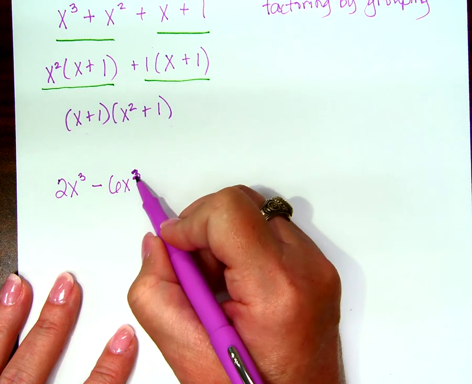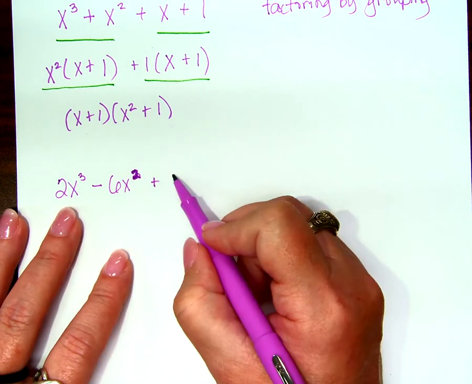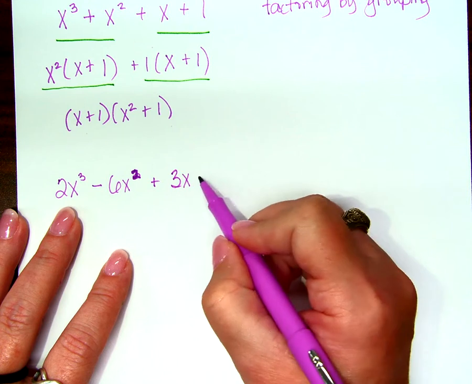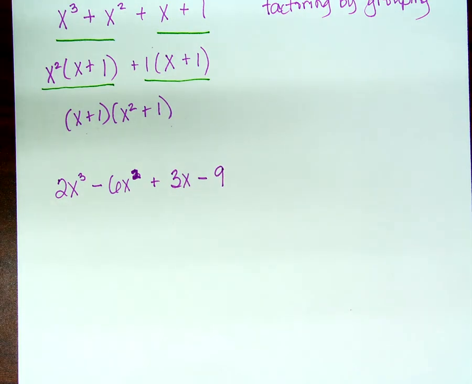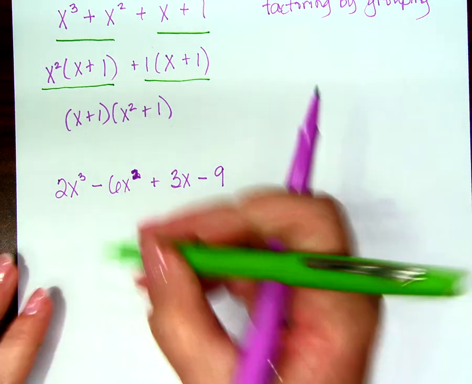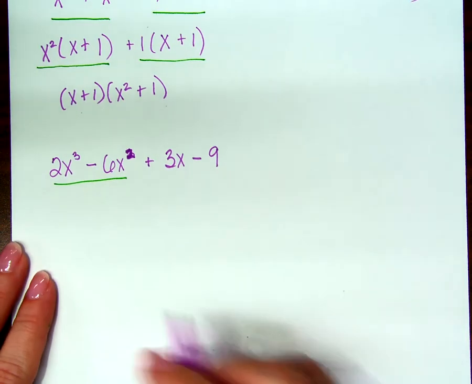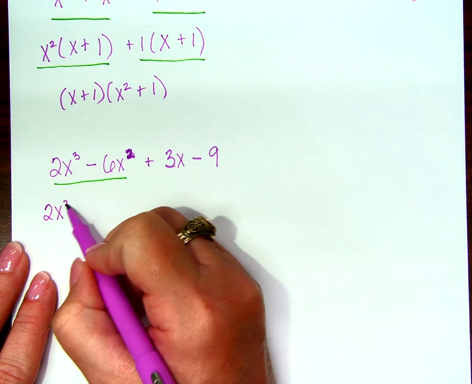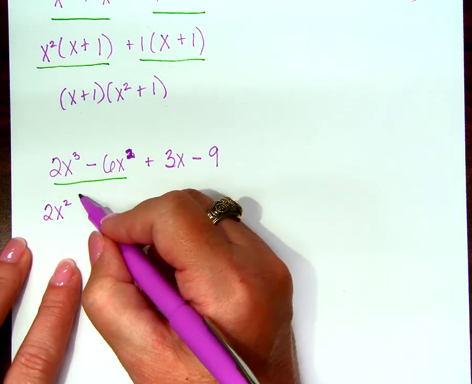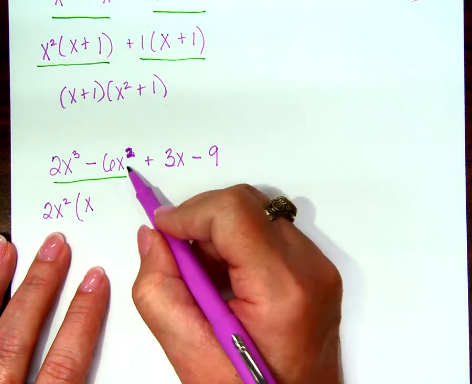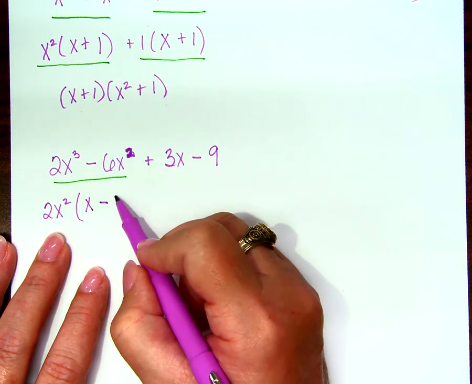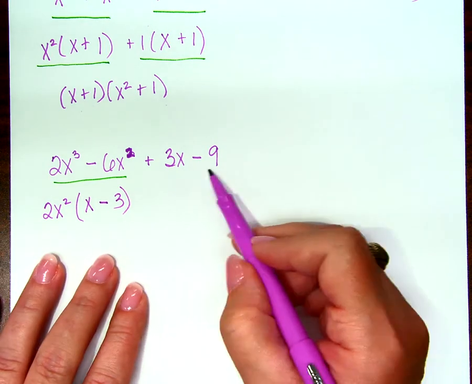That's supposed to be a 2. 3x minus. Just look at the first two terms. What do they have in common? 2x squared, right? What do I have left if I divide this term by 2x squared? If I factor out a 2x squared, what's left? X, and this one? Minus 3, right?